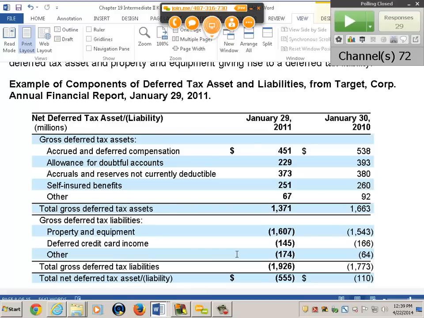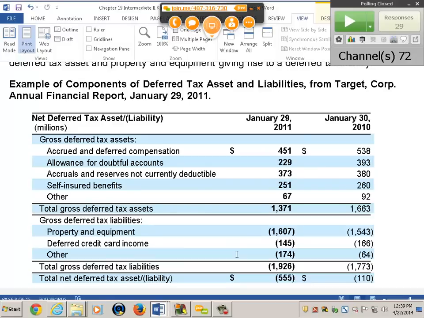Take a look at Target. There's an actual set of financial statements from Target. Let's go down to the liabilities. They don't have a deferred tax asset valuation allowance here. Look at the DTLs. Okay, so this is on page 8, I think, right? Look at the DTLs. They're telling you they have a deferred tax liability because of property, plant, and equipment.